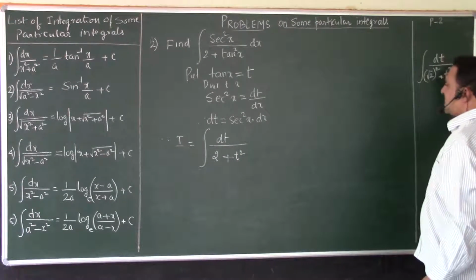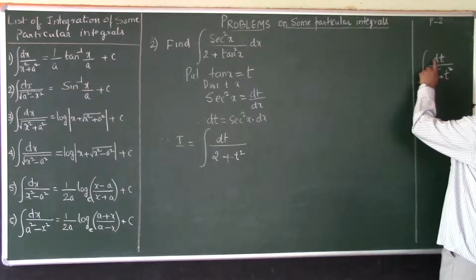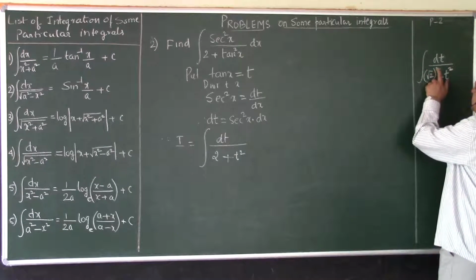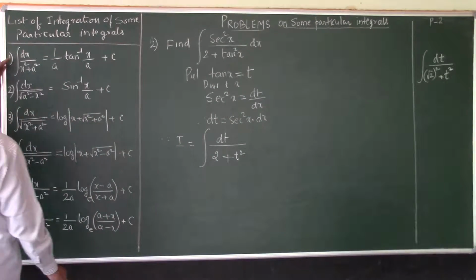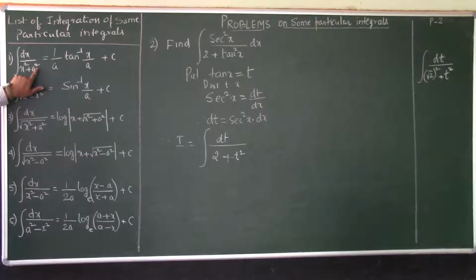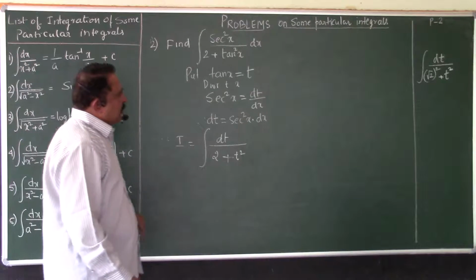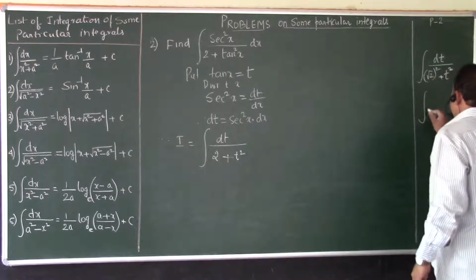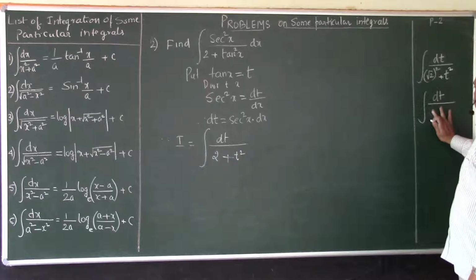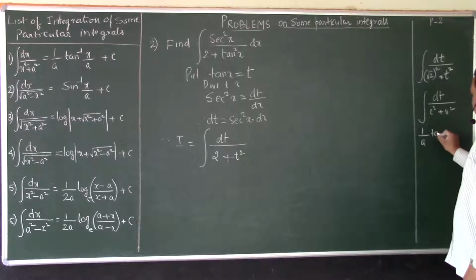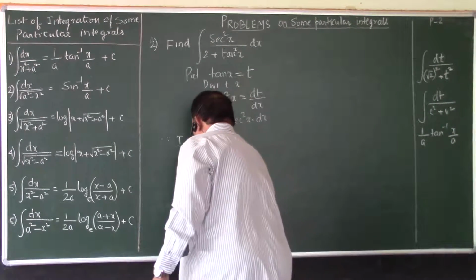So I have to look into a formula which matches dx by constant square plus variable square. Which formula in the list is that? It is the very first formula. So I now have the integral of dt divided by constant square plus variable square. The formula is 1 by a tan inverse of x by a. So I will directly match with that and write down the answer.